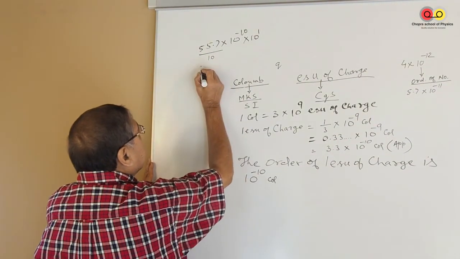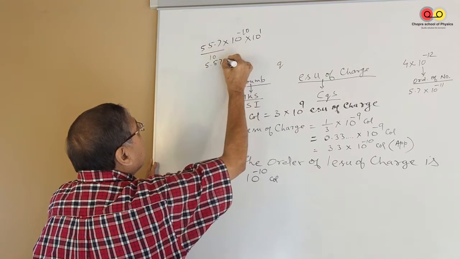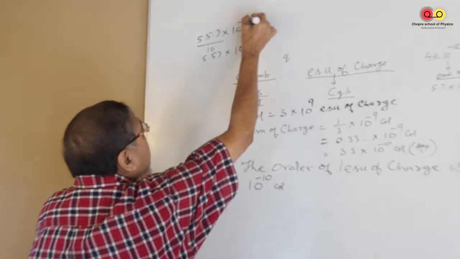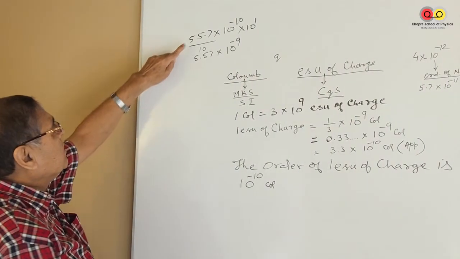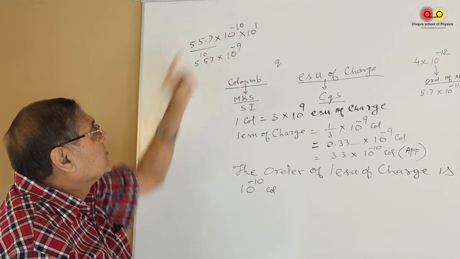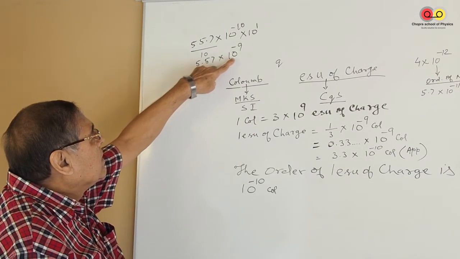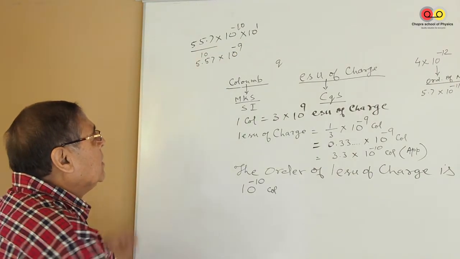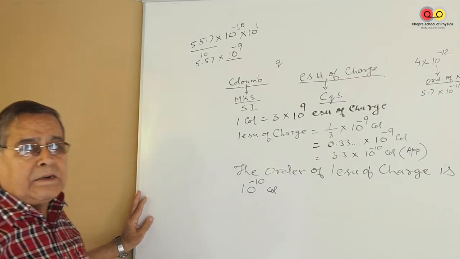Now this can be written as 5.57 multiplied by 10 to the power, add this one to the index, it will be minus 9. So the representation of 55.7 times 10 to the power minus 10 will be 5.57 times 10 to the power minus 9. Now what is the order of the number? The order of the number will be 10 to the power minus 9.